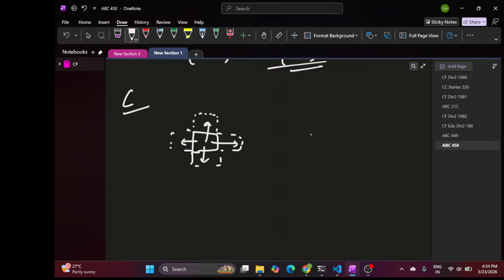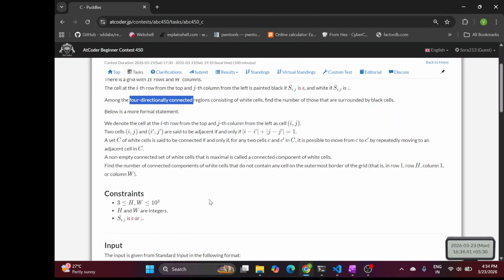Or if we write it in the form of i and j, then for i comma j it is i plus minus 1 comma j, and i comma j plus minus 1, right? These are the 4 points.